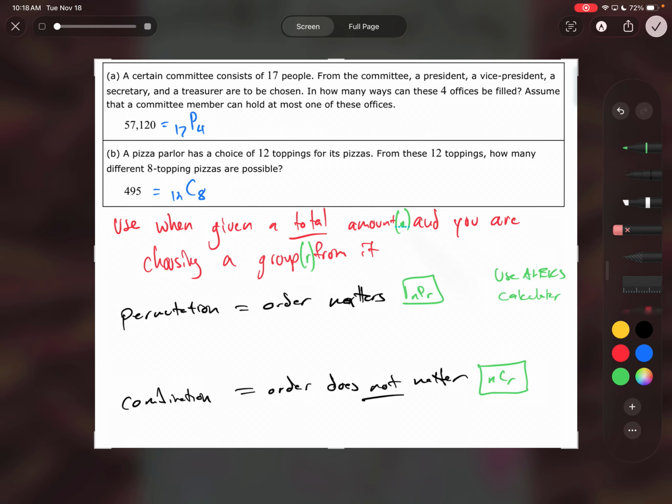But the sample space is all the possible outcomes. I kind of picked a terrible one for this one. I should have read it, but that's fine.